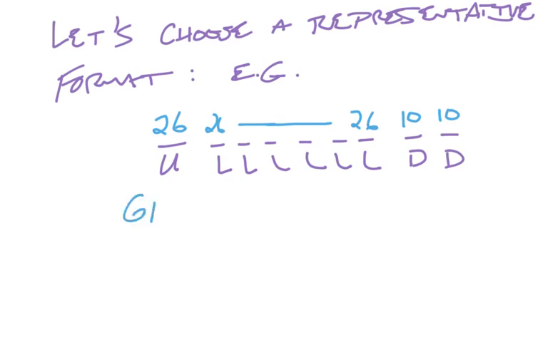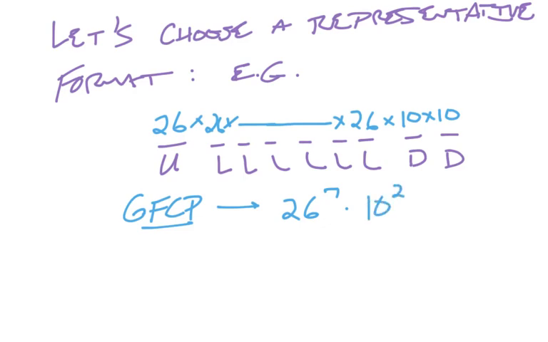Now our generalized fundamental counting principle says that we should take all of these 9 decisions in total that we have to make, and multiply them all together. So we're going to have a lot of 26s multiplied together, and then 2 10s. So how many 26s? There's 6 lowercase letters and 1 upper, so that's going to be 26 times itself 7 times. So that's 26 to the 7th, times 10 times 10, so that's times 10 squared. And this is going to be a very, very large number.